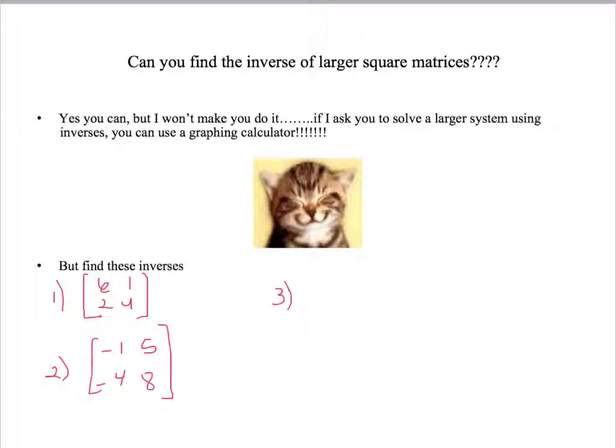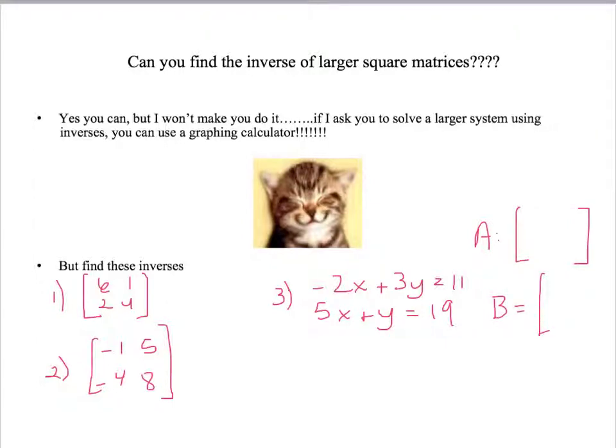And your last one is, let me see, maybe I can find a nice linear system for you to solve. Here, try and solve this linear system. Negative 2x plus 3y equals 11, and 5x plus y equals 19. Now remember, you want to set up matrix A, which is your coefficient matrix. That'll be a 2 by 2. And matrix B, which is your answer matrix, will be a 2 by 1. Good luck, and I will see you in class.